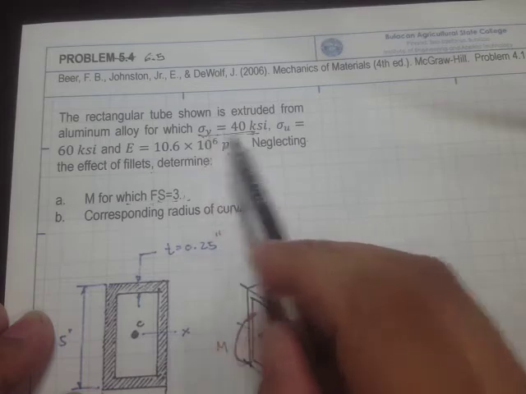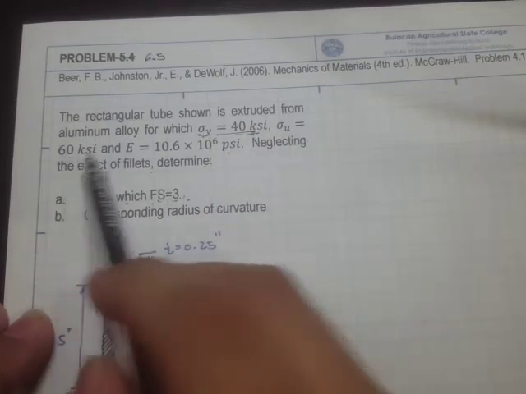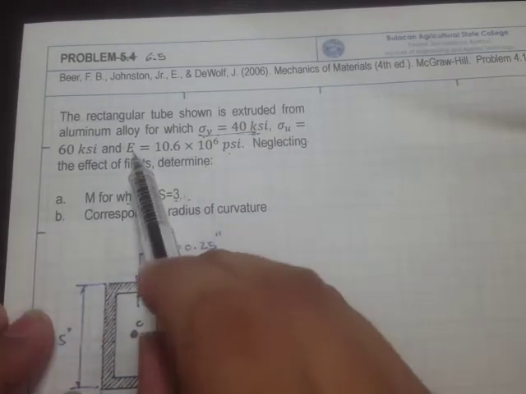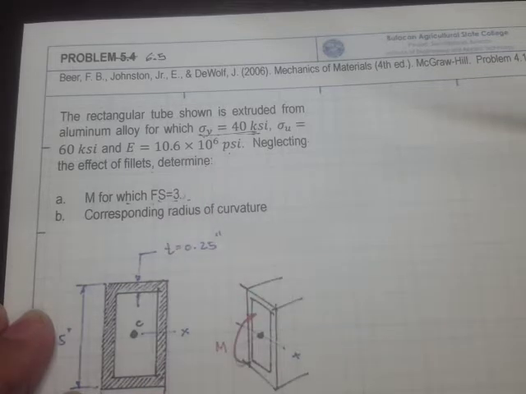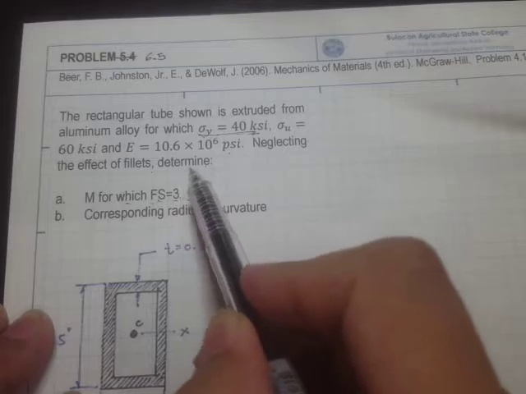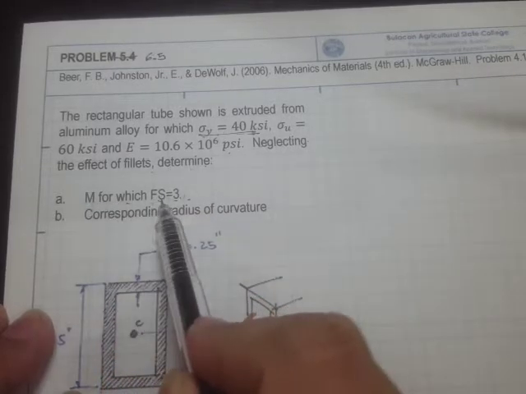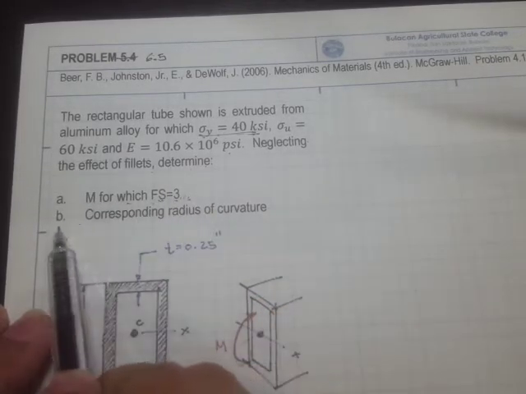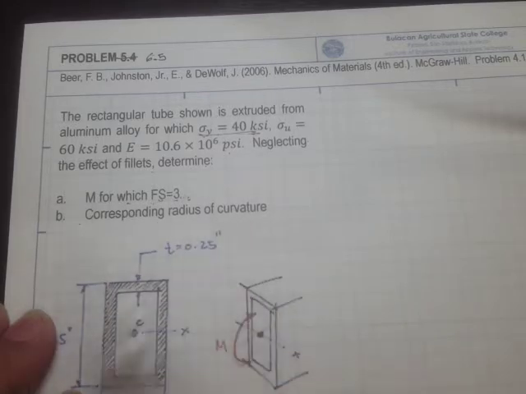So we have here sigma y of 40 ksi, sigma u is 60 ksi, and E, the modulus of elasticity, is 10.6 times 10 to the 6 psi. Now, neglecting the effects of fillets, determine M, the moment for which the factor of safety is equal to 3, and for letter B, the corresponding radius of curvature.